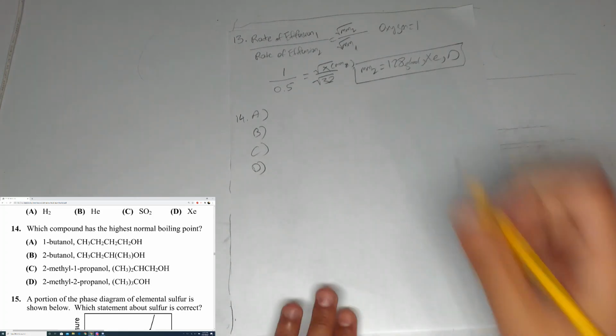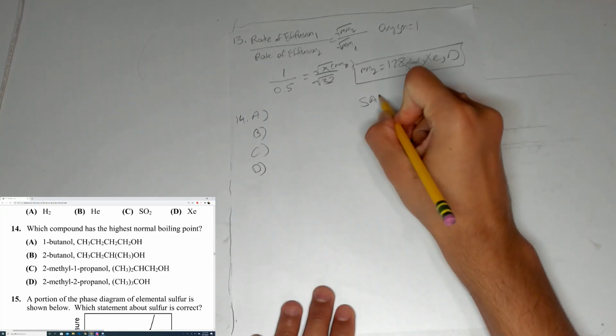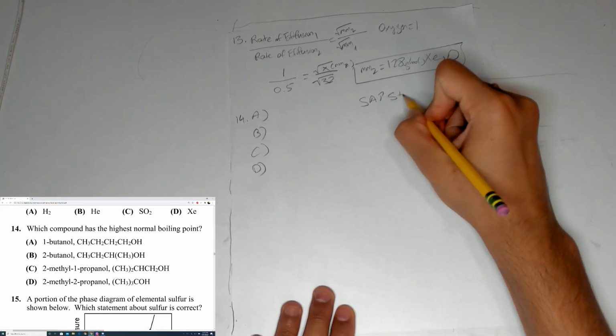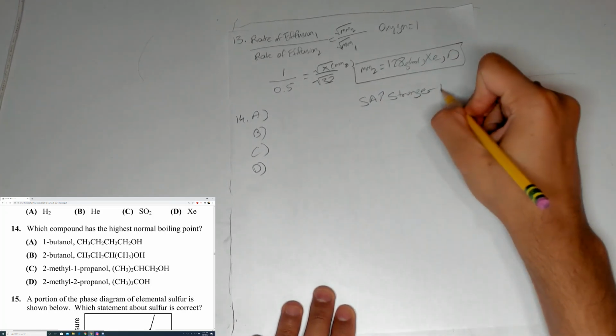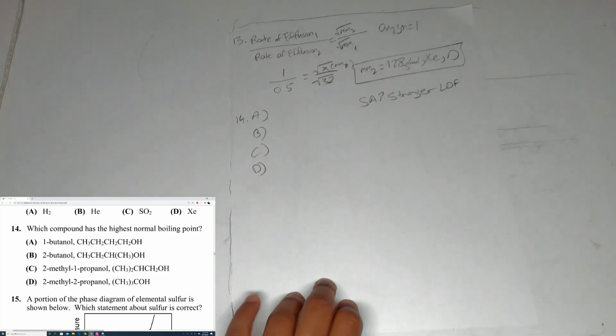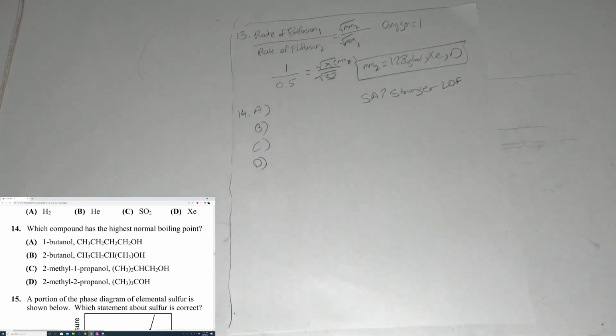Now, the higher the surface area, the stronger the London dispersion forces. The reason is that a higher surface area means that the molecules have more area to polarize their electron clouds, thus contributing to stronger London dispersion forces.